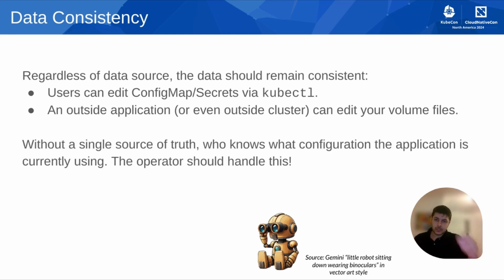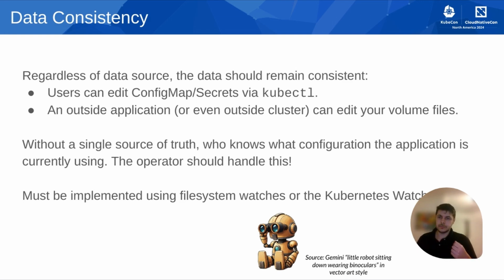So one way to do this is to use the Kubernetes Watch API. You can actually also use webhooks, so that if you ever see a third-party application or user trying to edit a config map, you just deny it. So that's very important to have. That way you have a single source of truth. And again, you want to know what the configuration actually looks like.